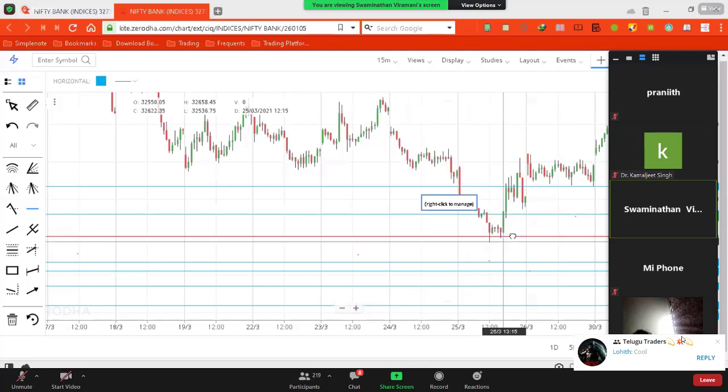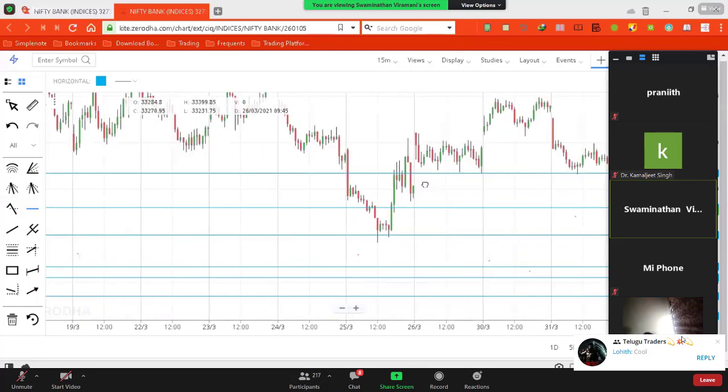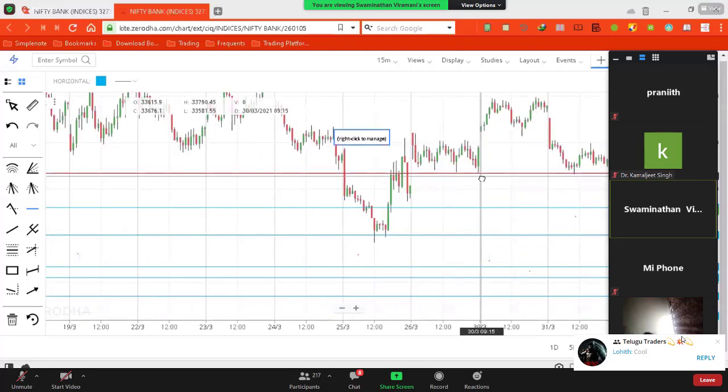How did my random line, which I drew with my eyes closed, become an exact support? How did price react at this resistance level and come down and then crash through it? How did the same resistance line become support again?